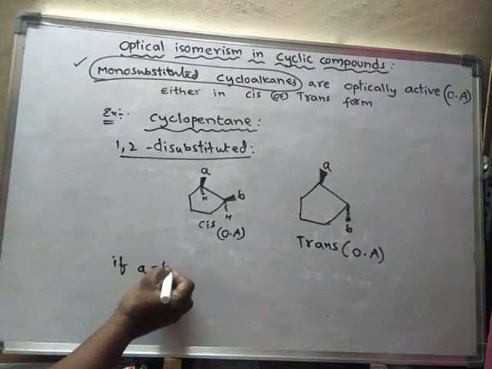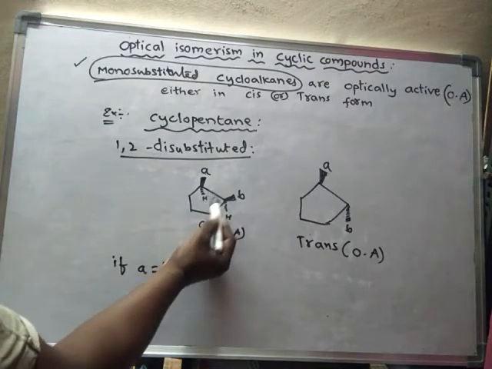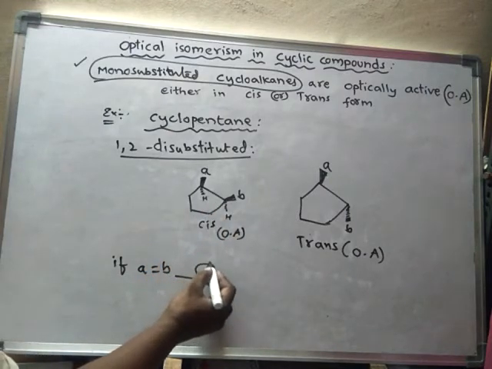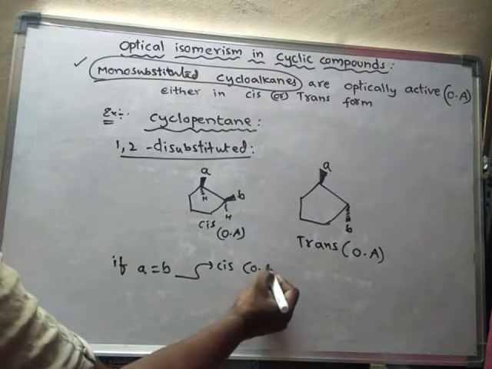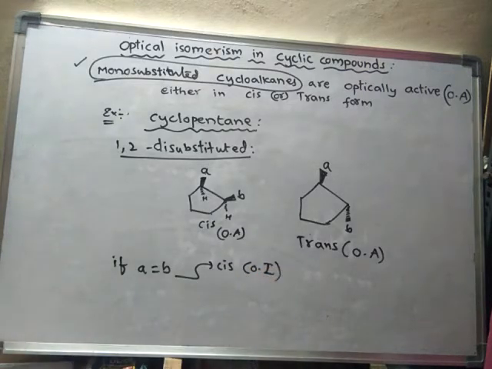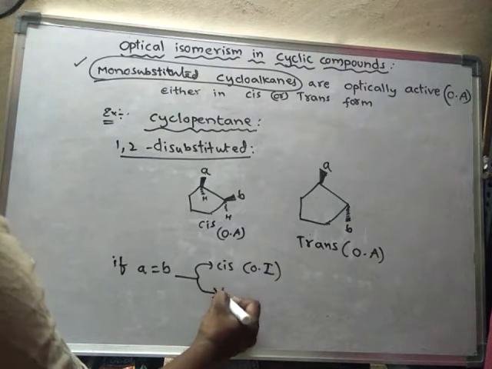If A is equal to B, then what happens? There exists a plane of symmetry. Then the cis form is optically inactive. The cis form will become optically inactive. But the trans form will be optically active.